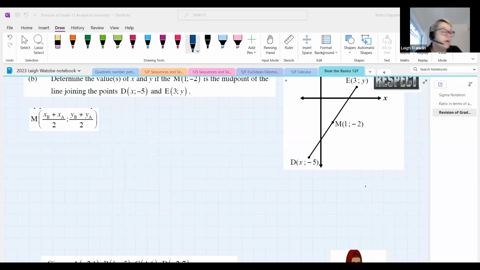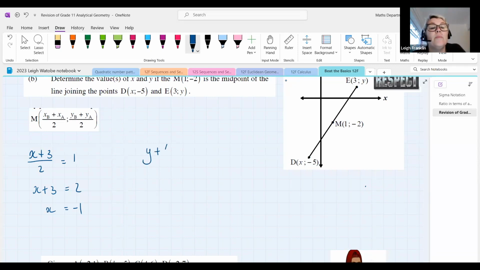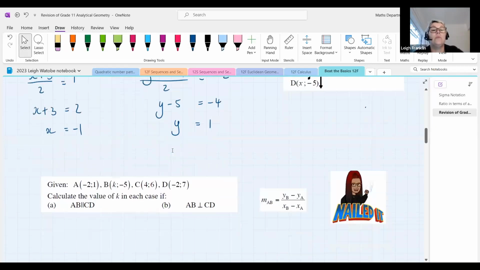That's perfect. So for x, you would have gone (x plus 3) over 2 equals 1, cross multiplied. And x would have been equal to -1. Well done. As far as y is concerned, it would have been (y plus -5) over 2, and that would have been equal to -2. So y minus 5 after you cross multiplied would be -4. Add 5 to both sides, and that's why x is -1 and y is 1. Good job. Well done, everybody.